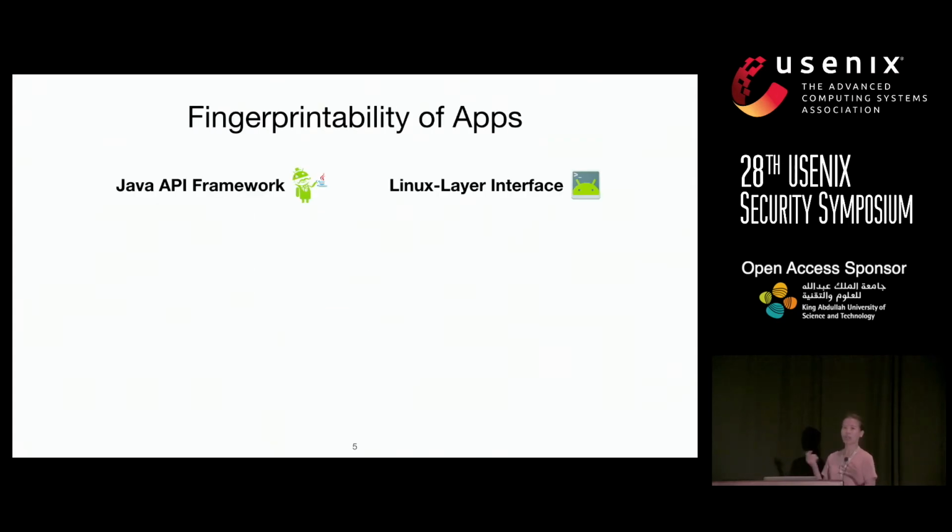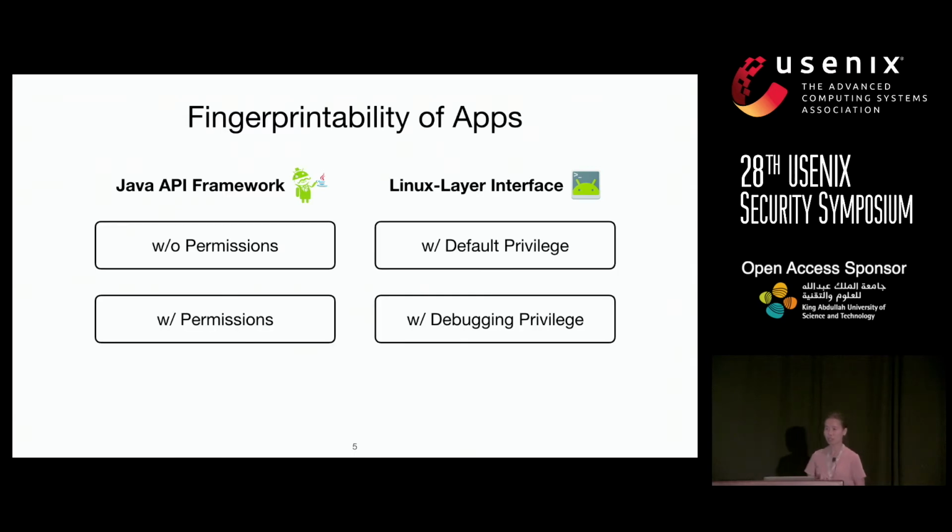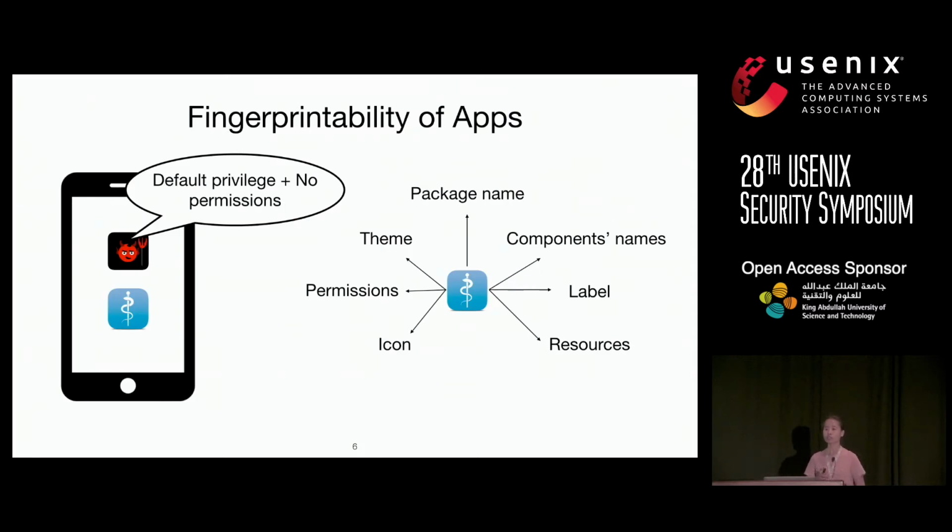As you probably know, an Android app interacts with the underlying system through the Java APIs and the shell commands. How much information an app can collect about other apps depends on their privileges and their permissions. I refer you to the paper for a complete analysis of the attack surface. In this talk, I will show you the information that an app with default app privilege and without permissions can collect about other apps. The information is shown on the slide.